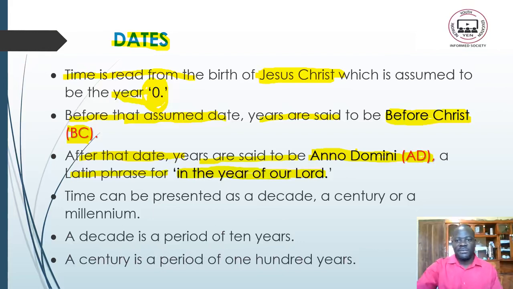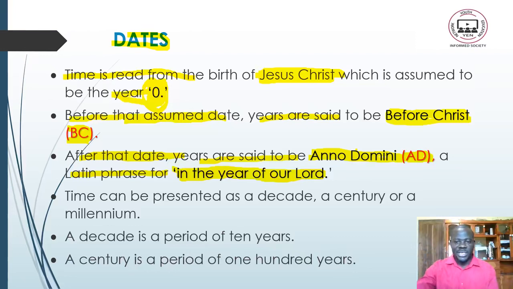It doesn't mean after death. Sometimes people say AD is after death, because BC is before Christ. So after death, no. It is Anno Domini, which means in the year of our Lord. That is in the year that the Lord was born, in the year when Jesus was born. So it is said AD.